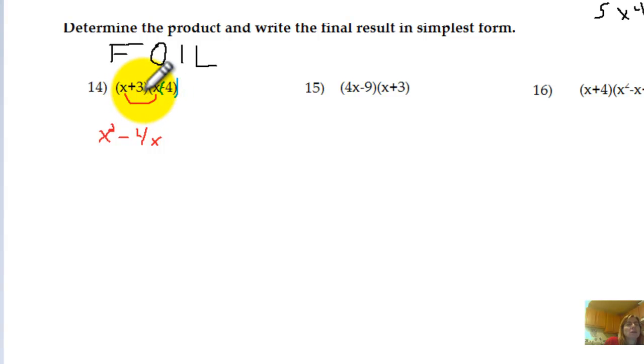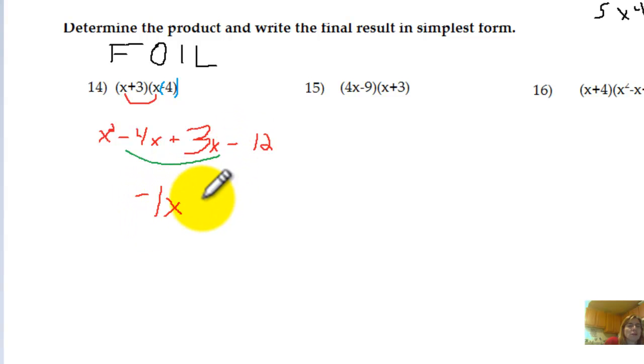Then you do the inside, so that's 3x, and it's a plus because you have a positive 3 and a positive x, so plus 3x. Then you do the last ones, which is 3 times negative 4, which is minus 12. That's some of the tough part of FOIL, remembering when you have a negative to keep track of that. Now you combine your like terms, and usually with FOIL the only like terms will be in the center. So you'll have negative 4 plus 3, which is negative 1, if you follow your integer rules. So you say negative 1x, and you bring down the minus 12, and you bring down the x squared. And you will have a simplified form, or the product of these two factors.